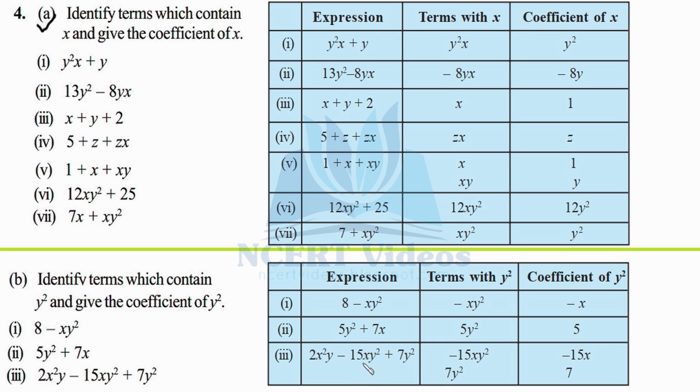That is minus 15x y squared and 7y squared. And here every other thing other than y squared is minus 15x. Therefore, writing minus 15x. Here 7. Writing 7. So in this way, you find your terms and coefficients. That's b and that's the 4th.